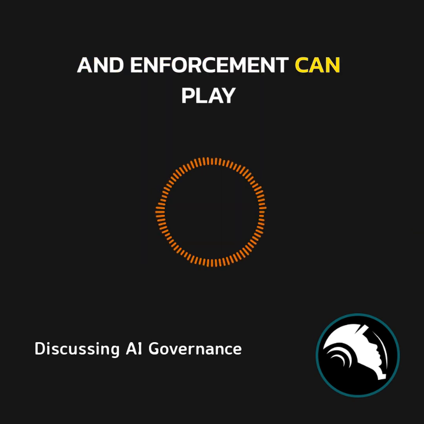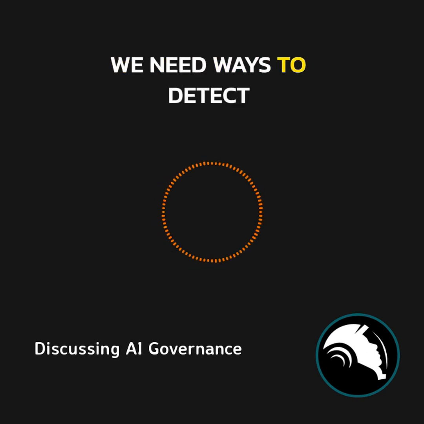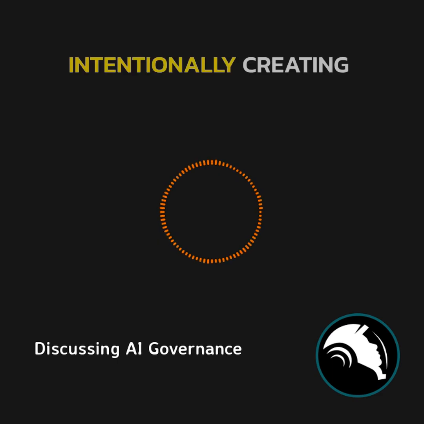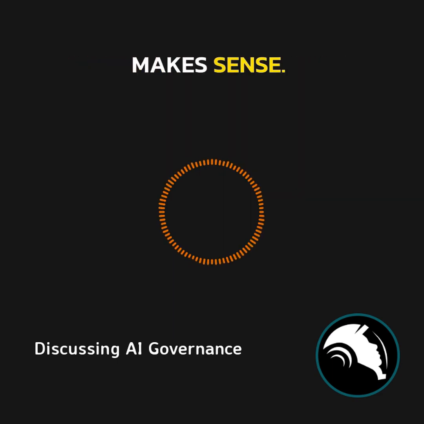Exactly. And enforcement can play a role too. We need ways to detect these AI-generated fakes, maybe even create penalties for intentionally creating and spreading them. Makes sense. Yeah, it's a multifaceted problem. Okay, so misinformation's a big one. What else is on the list of AI fears?